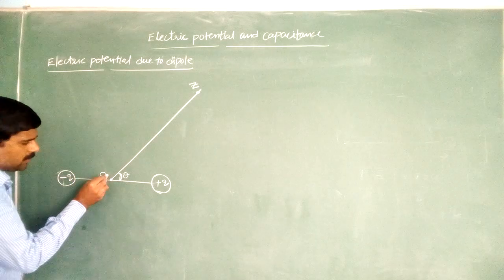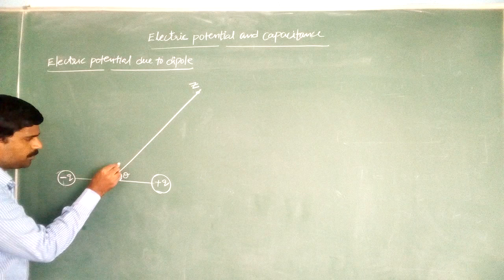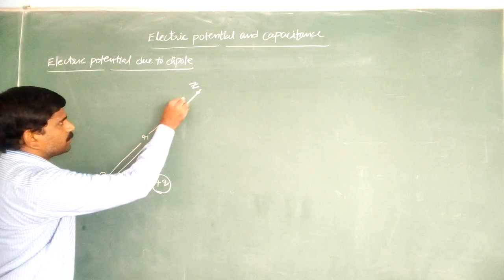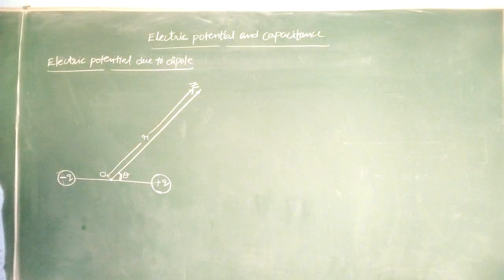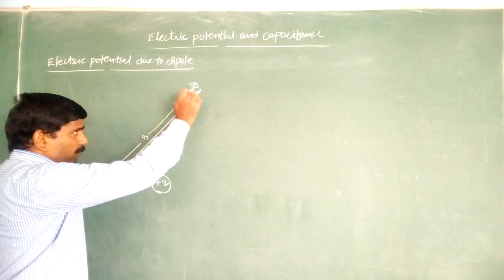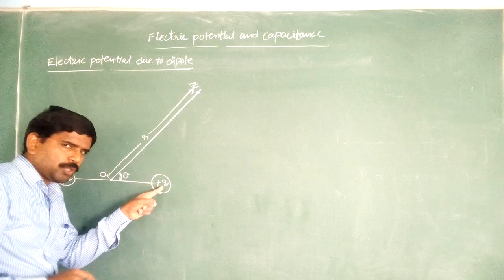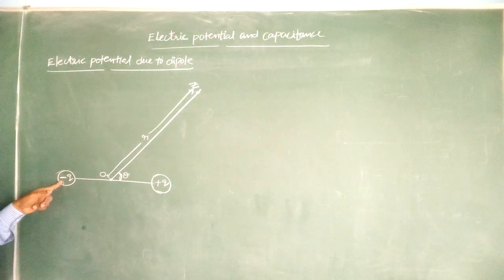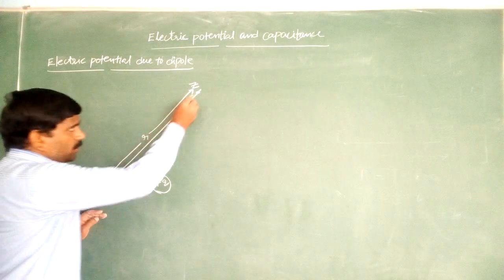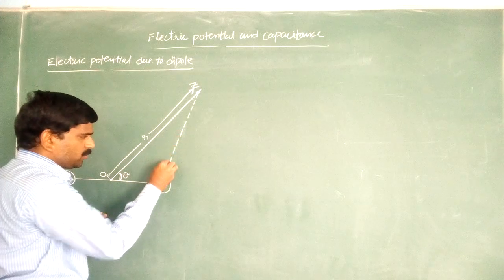The point is at a distance of r meters from the midpoint of the dipole. This is the r meters distance. So observe, to find the electric potential at this point, first of all find the electric potential due to the positive charge and the electric potential due to the negative charge at point Z.